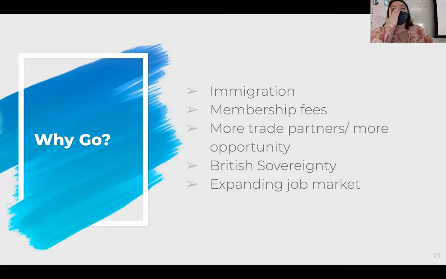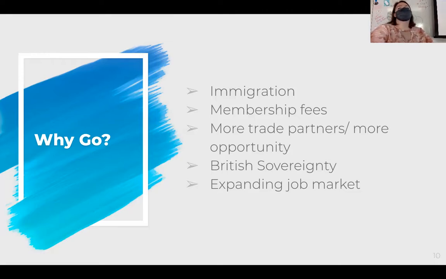So for example, the two biggest ones that EU countries have very heavy restrictions and very heavy trade tariffs on are China and Russia, because of the difference in political opinion between those countries, okay? So by leaving the European Union, the UK would be able to trade with those two very large markets that they weren't able to before, okay?